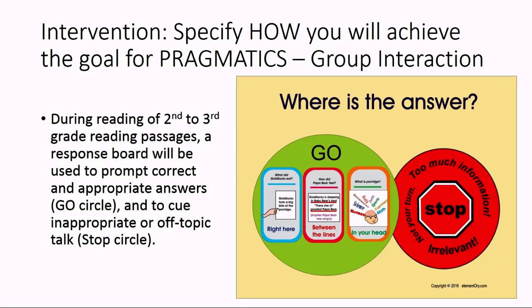How did Papa Bear feel? It said Goldilocks is sleeping in Papa Bear's bed. "There she is," growled Papa Bear. So it doesn't actually say that he was angry, but you have to read between the lines and use some theory of mind. If he's yelling, "there she is," he's not saying it because he's happy and excited. So those would be appropriate answers.